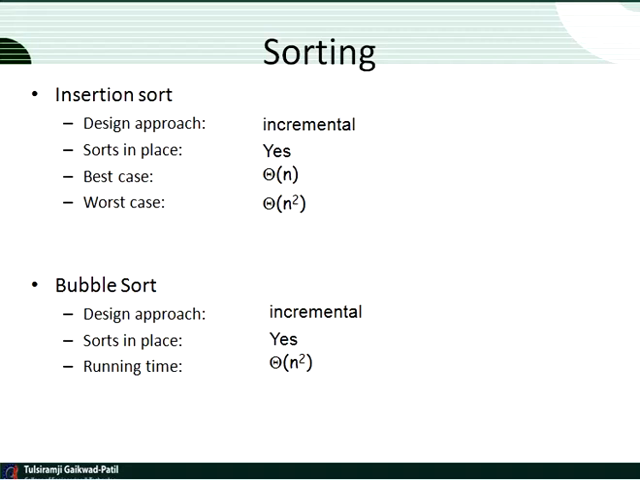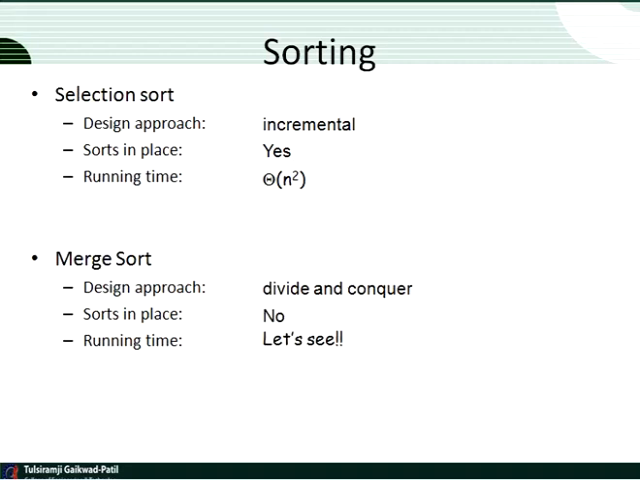Meanwhile, bubble sort, which we covered in the last video, has an incremental design approach and sorts in place. The running time complexity of bubble sort is order of n square, and selection sort is also order of n square. Merge sort we'll see right now.